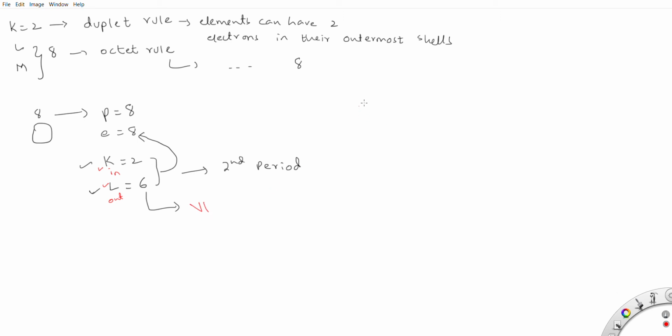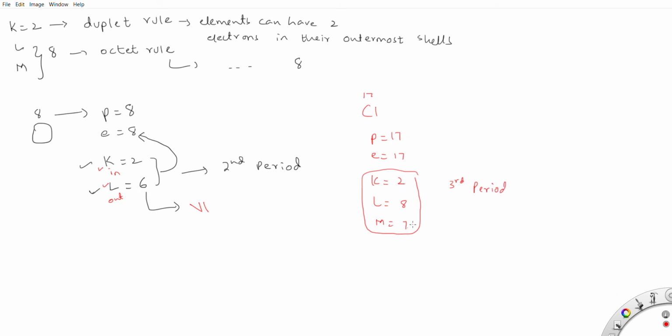Let's consider some more examples. For example, if we are working with chlorine, chlorine has an atomic number of 17. So it has 17 protons, and since it doesn't have any charge, 17 electrons. Then that means K would have 2 electrons, L would have 8 electrons, M would have 7 electrons. So what we can understand here is that since it has 3 shells, its period would be third.